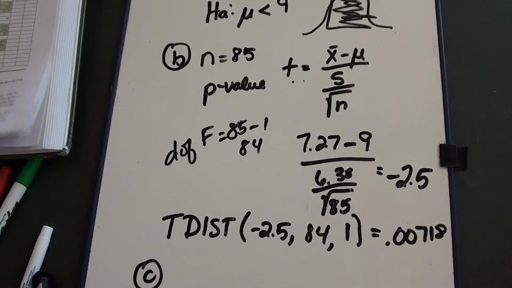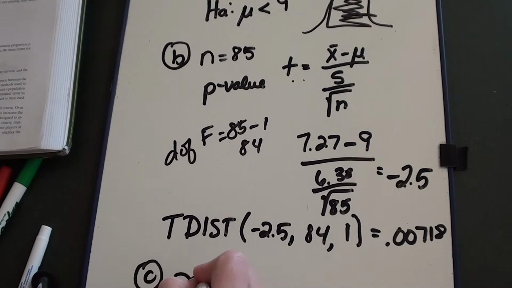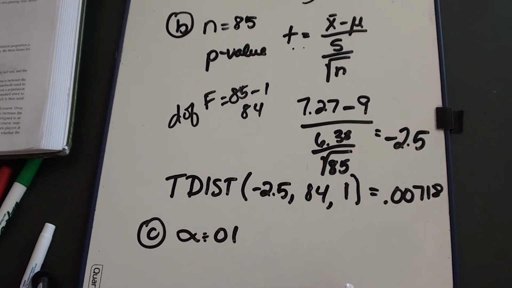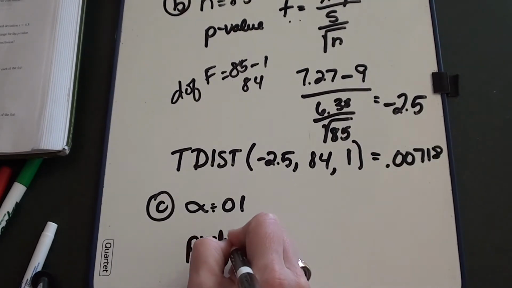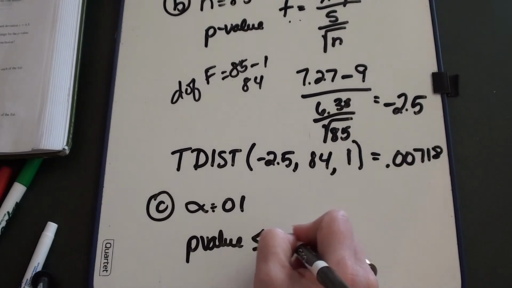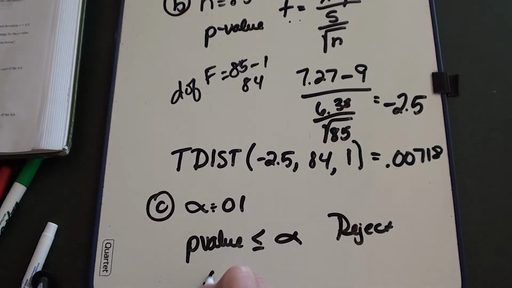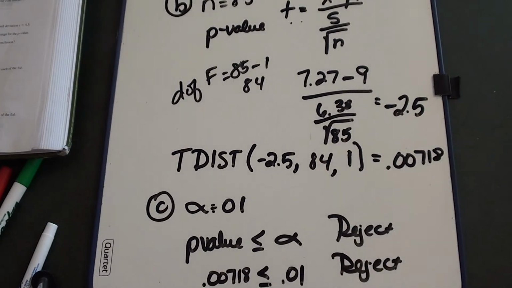Part C says, at a 1% level of significance, what is your conclusion? So we're going to use the same thing as we did before, but if you don't remember, there's a table there on the bottom of page 378. If the p-value is less than or equal to the level of significance, then you reject. And our p-value is 0.00718, and it is in fact less than 0.01. So therefore we're going to reject our null hypothesis.